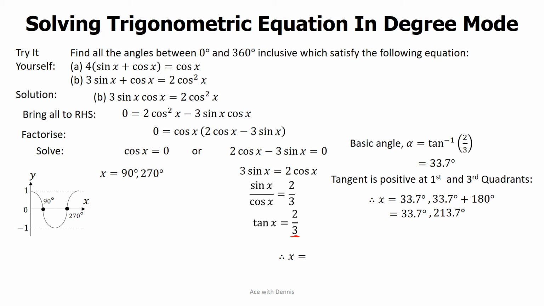Okay, now we can sum up the answers here, arranged from the smallest angle to the largest angle. So x will be equal to 33.7 degrees, 90 degrees, 213.7 degrees, 270 degrees. So this is the answer for B. Do you get the answer correctly?